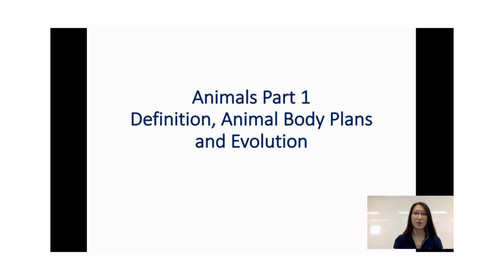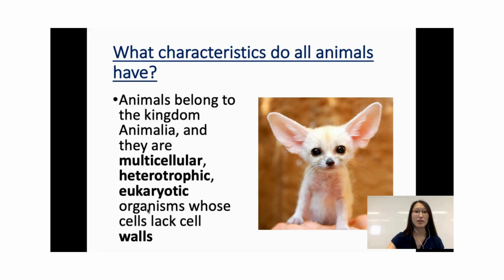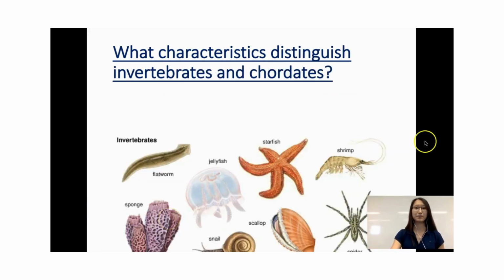Hello everyone, in this video we're going to talk about animals. So the first part we want to mention is characteristics that all animals have, which are they're all multicellular, they are heterotrophic, meaning that they cannot make their own food, they have to eat food in order to survive. They're all eukaryotic, meaning they have all the things that eukaryotes have. We have cell membranes, membrane enclosed organelles, we have a nucleus and all that. And we do not have cell walls as animals.